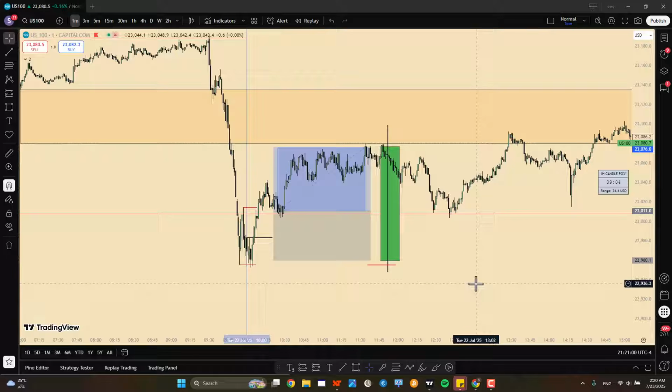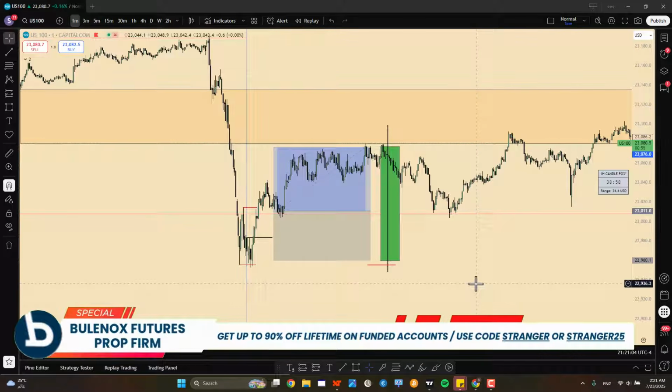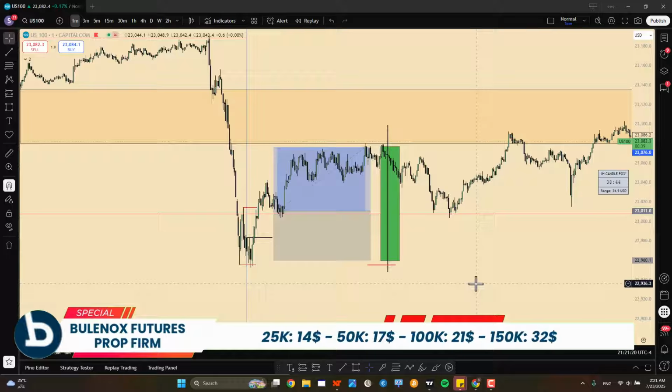You can easily understand this and you can easily duplicate it multiple times a week. It's a simple approach to trades, but you need to be patient and wait for the conditions to be checked.